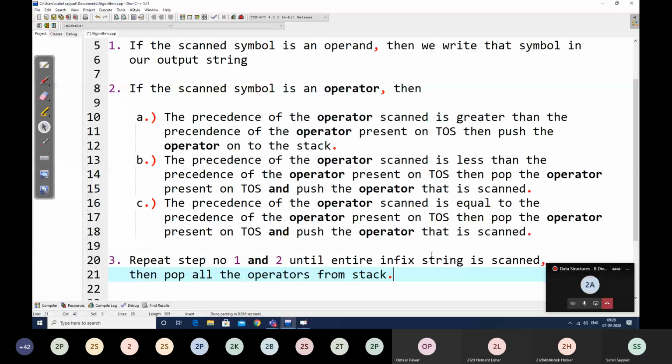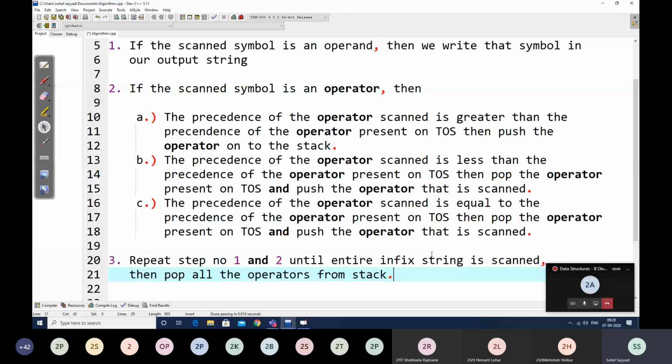Okay, so these steps are very important, so I hope you have noted down these steps and the example. Shall we move ahead with the next point then? Yes, sir. Okay. So now we have seen infix to postfix, right?